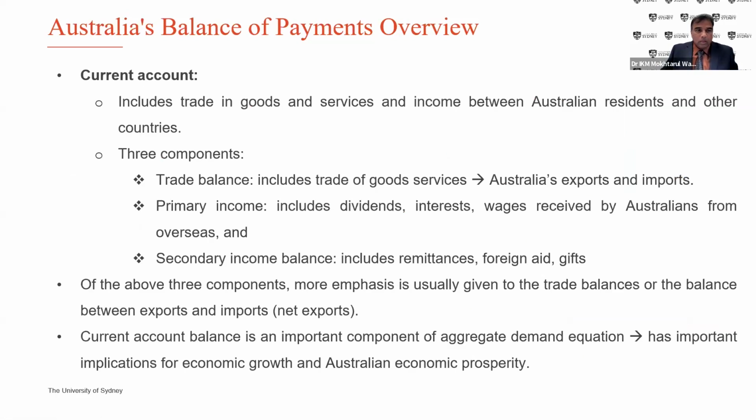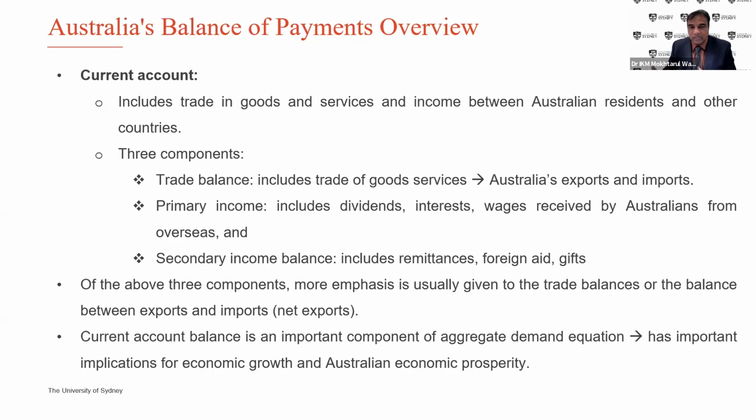So what do these mean then? Current account includes trade in goods and services and income between Australian residents and other countries. Trade in goods and services includes exports and imports of goods and services. Then we have primary income and secondary income, also included in the current account. The primary income is an important part that we need to understand. Primary income is what we call the payments for factors. We know that in a typical production process, there are 4 factors of production: land, labor, capital, and entrepreneurship. And these 4 factors of production have 4 different payments.